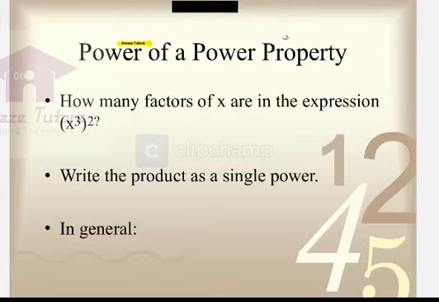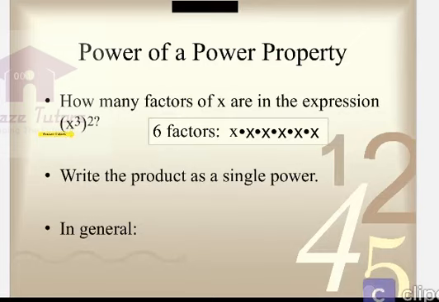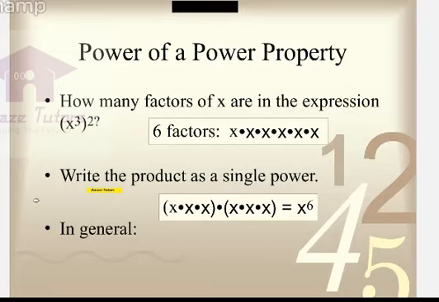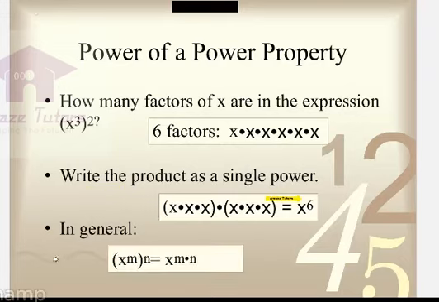Okay, power of a power property. How many factors of x are in the expression? We already knew that there are 6 factors. x times x times x times x times x times x. Write the product as a single power. x power 6, obviously. In general, what are we doing? We are multiplying the powers. x power m, the whole power n, equals x power m times n. Whenever there is a dot, it means multiplication, children.